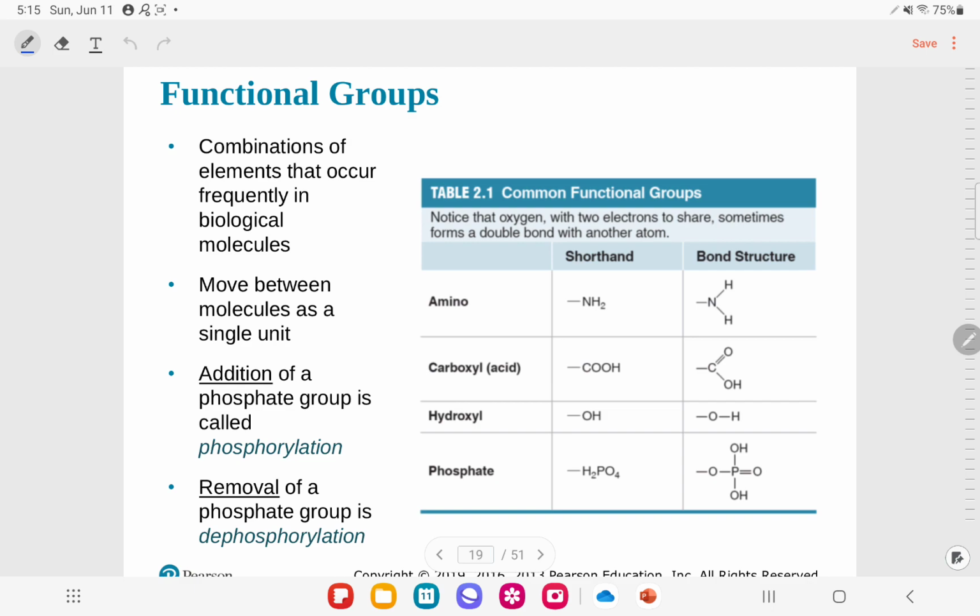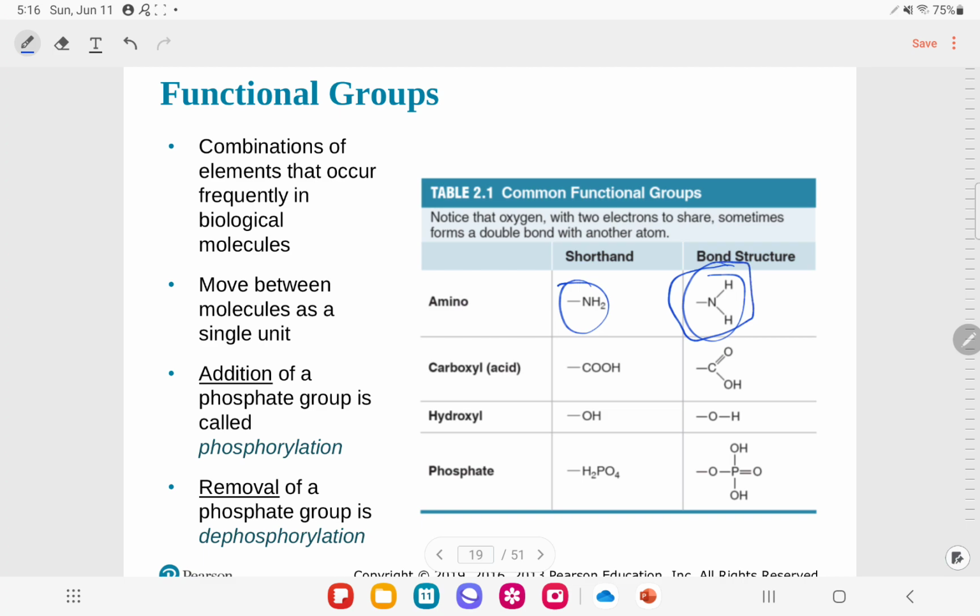So I want to bring your attention to functional groups. These functional groups are combinations of elements that occur frequently in biological molecules. They're going to move between molecules as a single unit. So with amino groups, it stays together. You can aminate something, like add an amine group to another molecule, or you can deaminate something. Deamination is a process where you're taking away an amine group, and you're taking this whole group together, because this whole group comes as one.